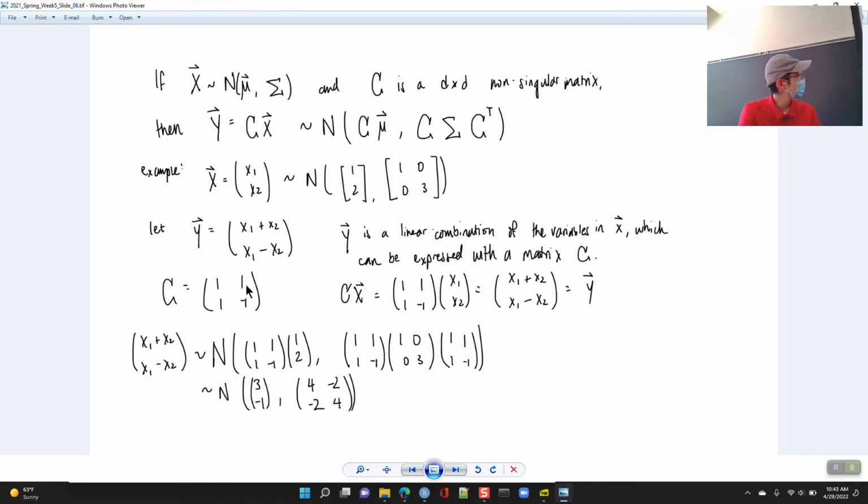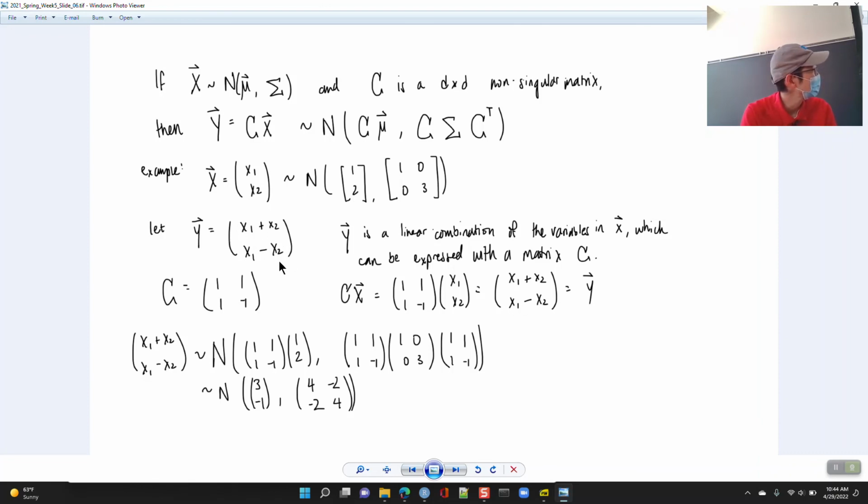And we're going to say y is a vector where we add x1 and x2, and we subtract x1 and x2. This feels a little bit strange, but because it's a linear combination of the variables in x, it can be expressed with some matrix C. So creating this new vector y can be expressed as multiplying x by C. If I do C times x, the first row is 1, 1, so the first element in y is going to be x1 plus x2. And if the second row in C is 1, negative 1, then the second element in y is going to be x1 minus x2, right?